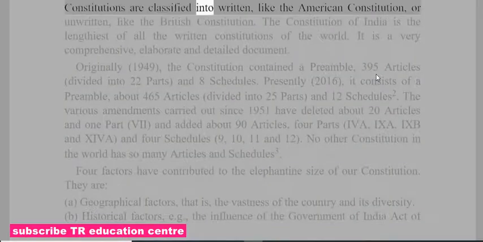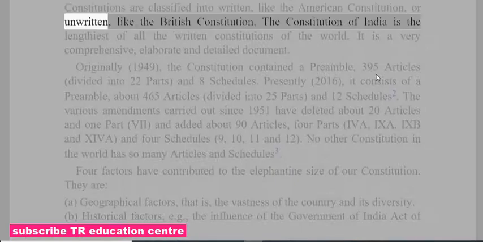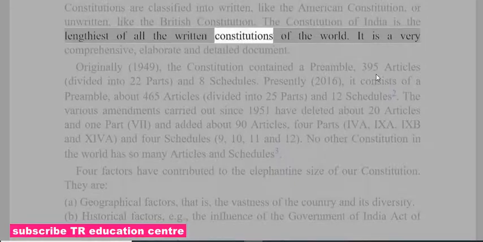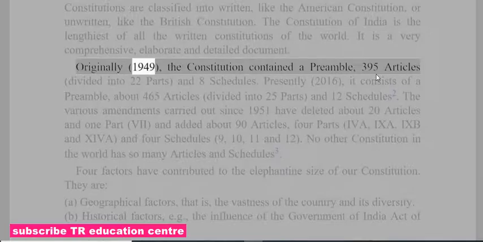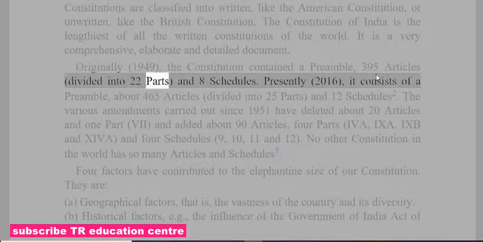1. Lengthiest written constitution. Constitutions are classified into written, like the American Constitution, or unwritten, like the British Constitution. The Constitution of India is the lengthiest of all the written constitutions of the world. It is a very comprehensive, elaborate and detailed document. Originally, in 1949, the Constitution contained a preamble, 395 articles, divided into 22 parts, and 8 schedules.